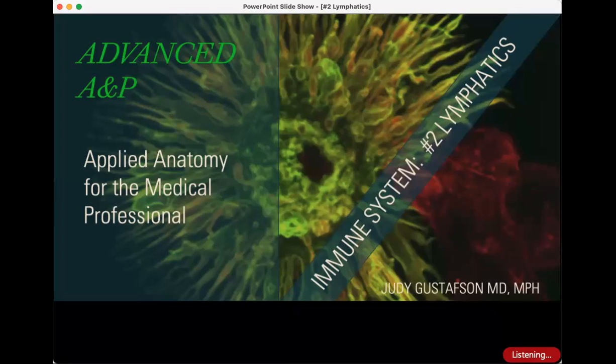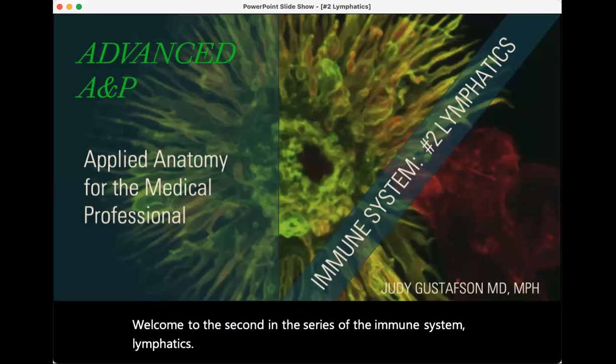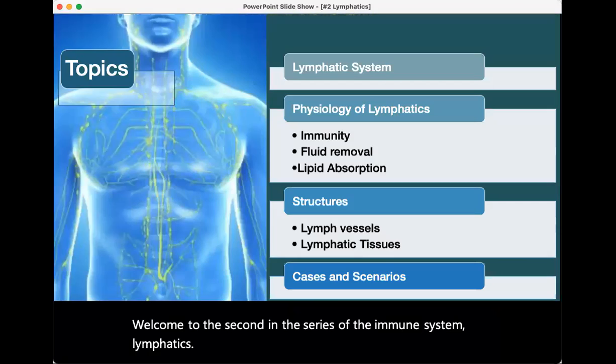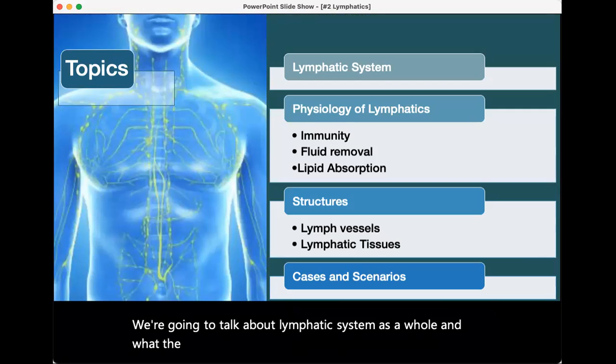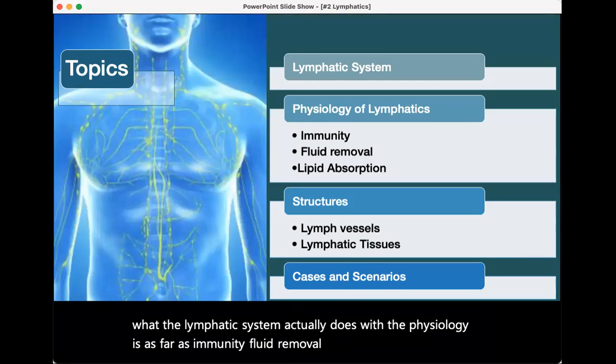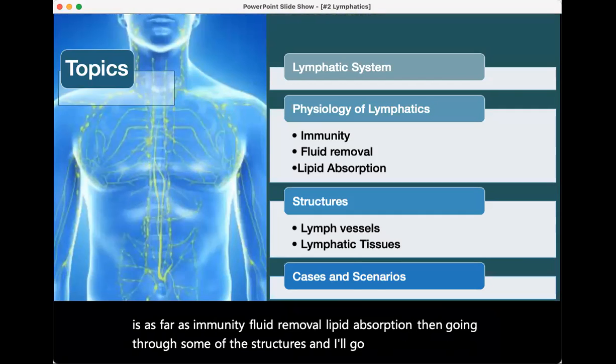Welcome to the second in the series on the immune system, lymphatics. We're going to talk about the lymphatic system as a whole and what it actually does, what the physiology is as far as immunity, fluid removal, and lipid absorption, then go through some of the structures, and I'll go through a couple of cases.